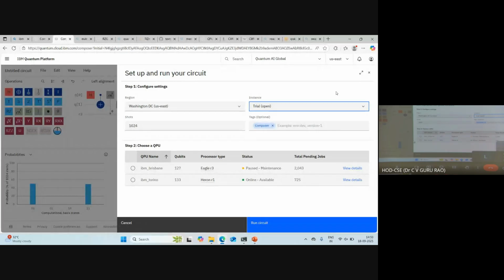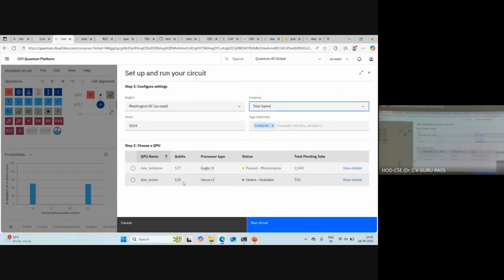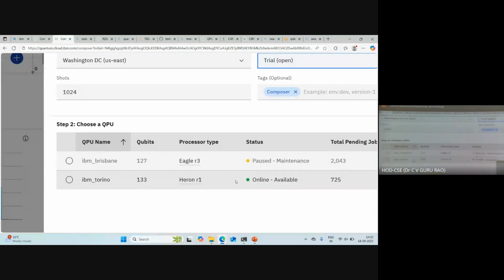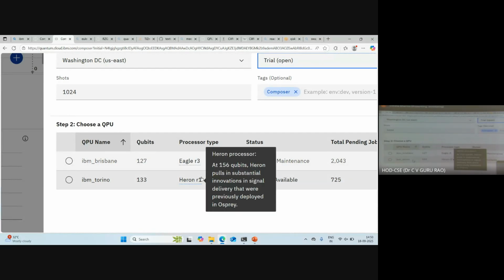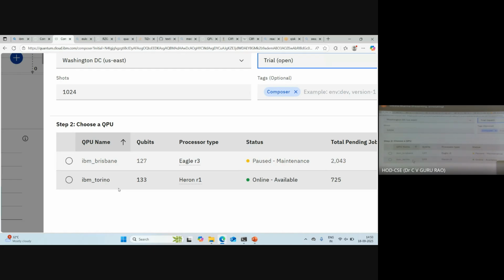Okay, so let's go to setup and run. In setup and run, there are 2 QPUs we are able to see over here. There are 2 QPUs with different number of qubits. One is with 127 qubits, another one is 133 qubits.